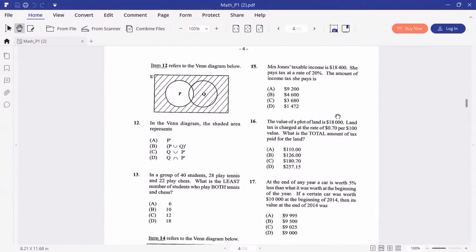It says Mrs. Jones' taxable income is 18,400. She pays tax at a rate of 20%. The amount of income tax she pays is, now to find that value, all we're doing is basically finding 20% of 18,400.